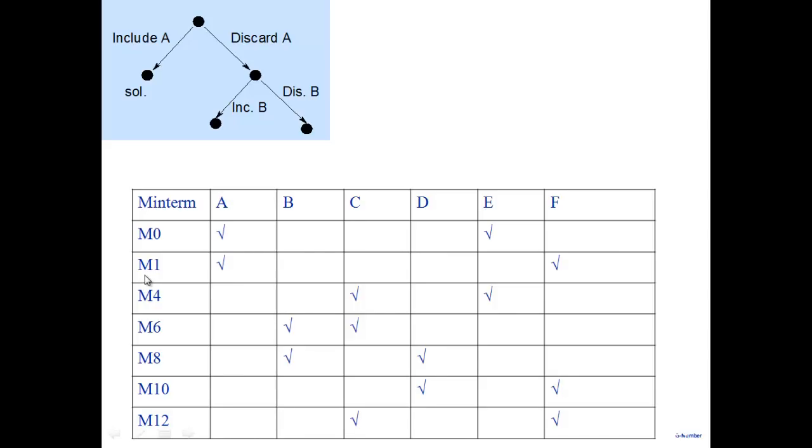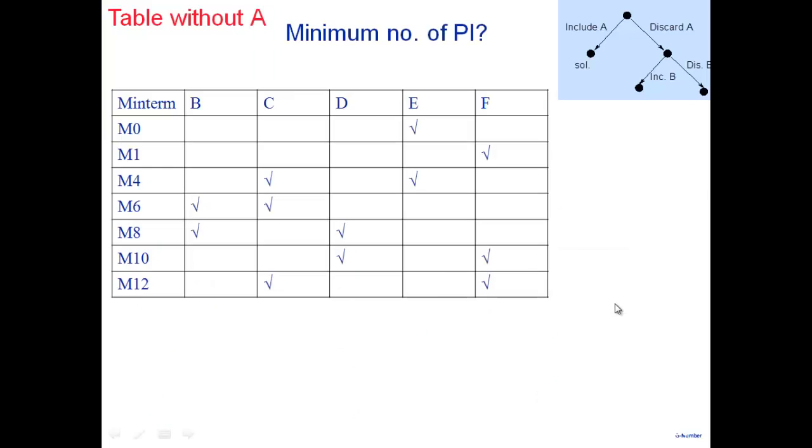Discarding means A is not going to be there in my solution. So M0 and M1 will have to be covered by some other prime implicants then. So I discard this. Okay. So let's look at the reduced table here. This is my table here. So I'm at this stage here.